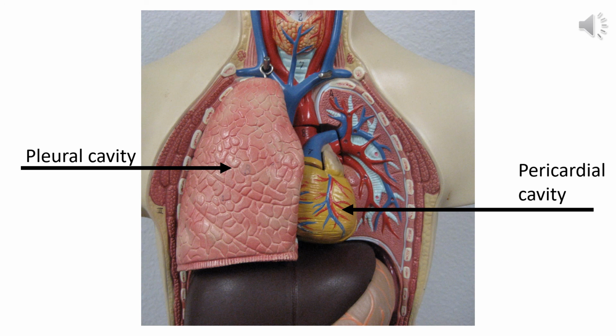The pericardial cavity contains the heart. Peri is around, and cardia is heart. So if you can read through the Latin, it actually says it's the cavity around the heart. It does contain the heart.